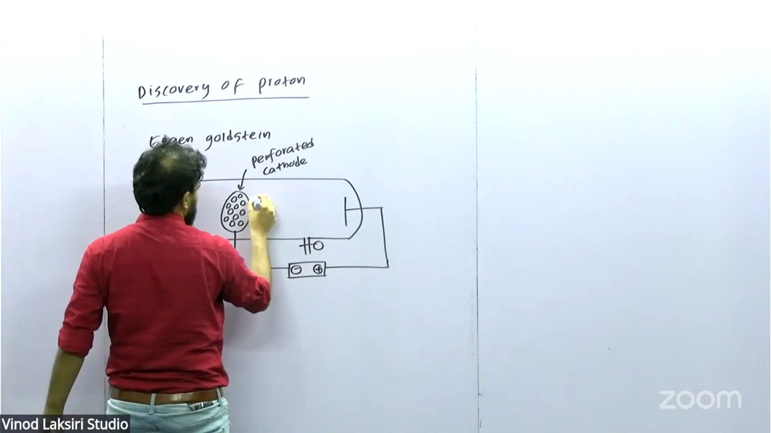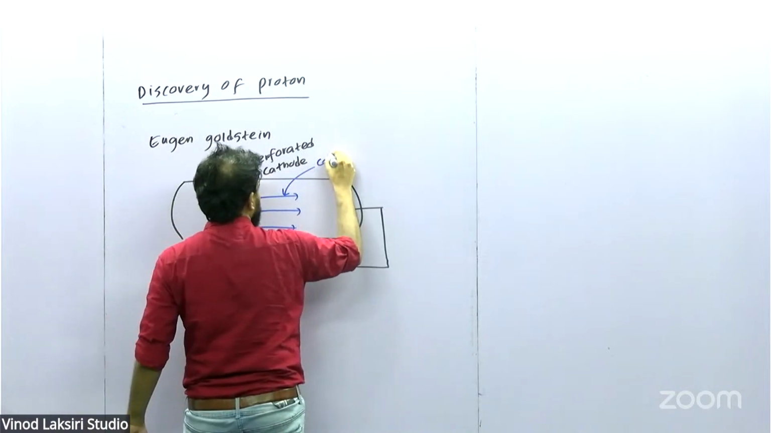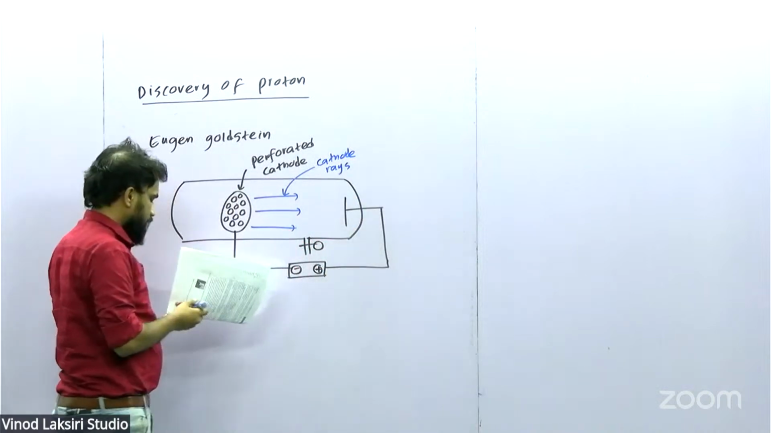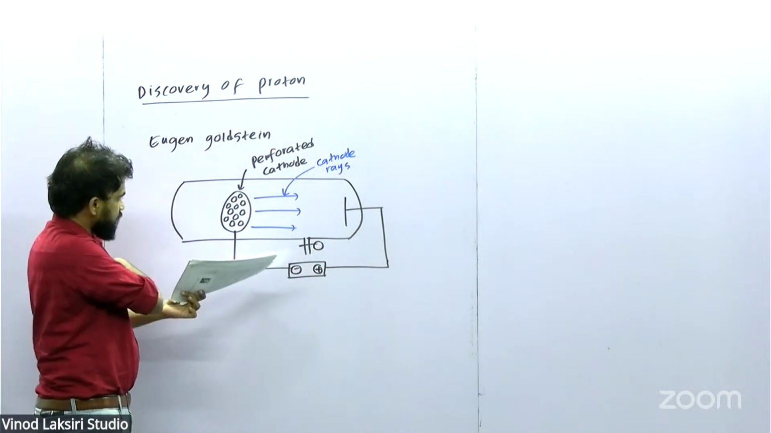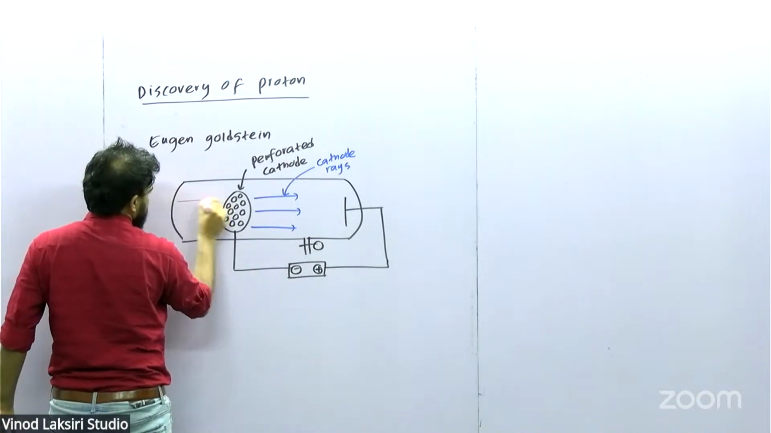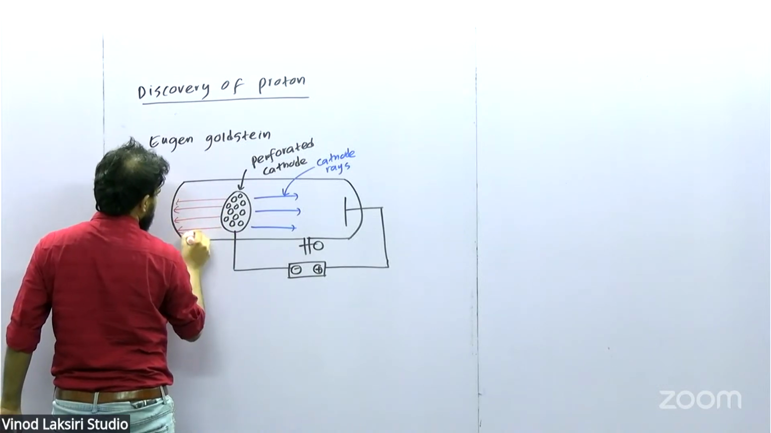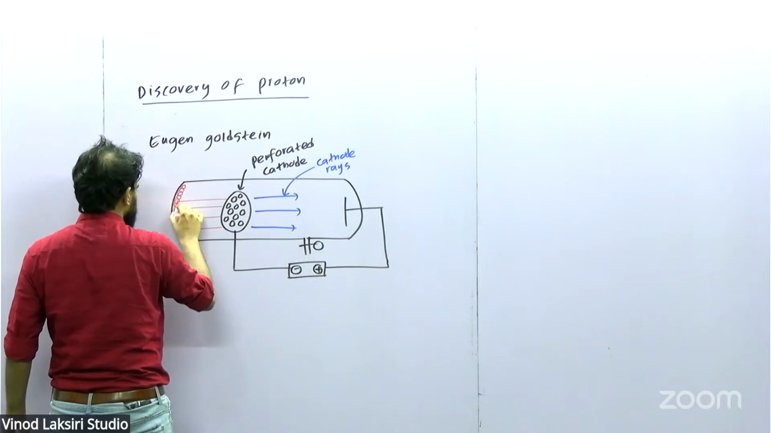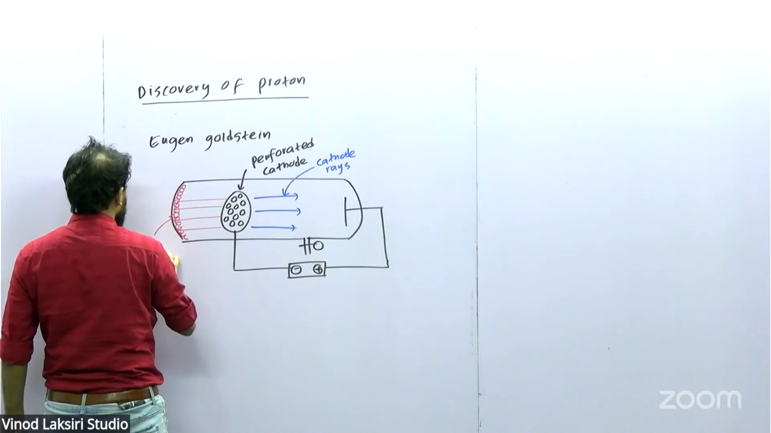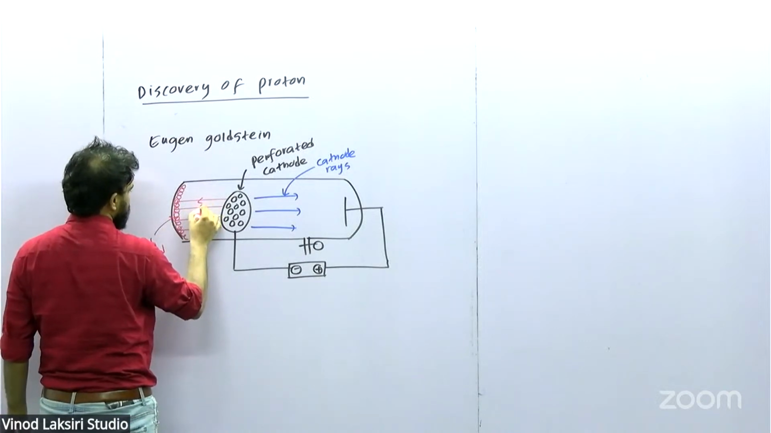So here similarly cathode rays travel like this, same way, cathode rays. And other than cathode ray, he observed that another radiation is produced, right? So he observed a red glow behind this perforated cathode, right? This kind of red glow behind the perforated cathode.